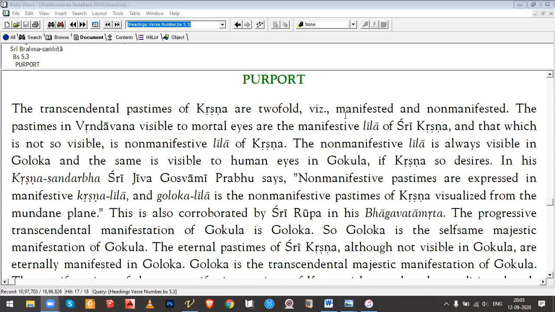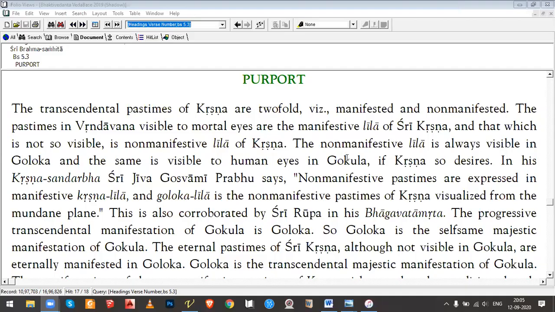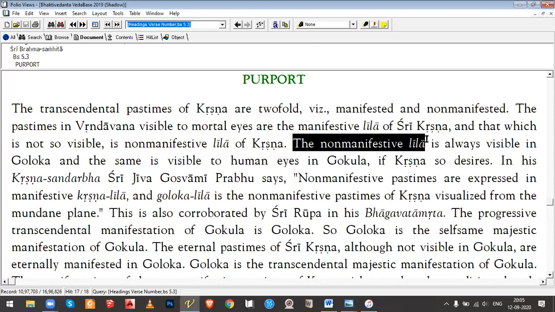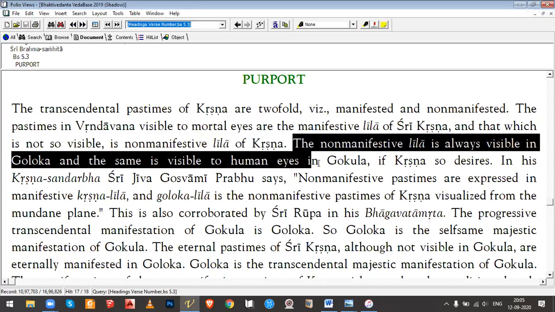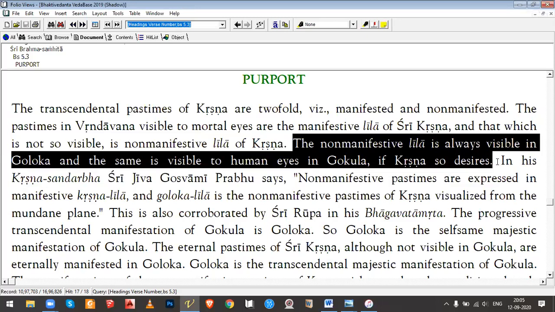So here we are hearing, not for the first time, that there are two types of pastimes, manifested and unmanifested. The eternal Leelas of Krishna are happening in Goloka Vrindavan, in the spiritual world. That is always there, but it is not manifested to us, not visible to us. So they are called non-manifested pastimes. And here Prabhupada says that the non-manifested Leela, the eternal Leela in Goloka, is always visible in Goloka, and the same is visible to human eyes in Gokul, if Krishna so desires. So when Krishna wants to show his pastimes within the material realm, he manifests his Goloka Vrindavan there and shows the pastimes. That is up to Krishna, if Krishna so desires.